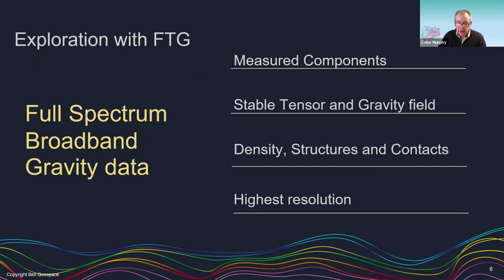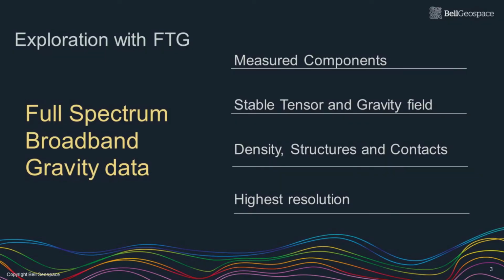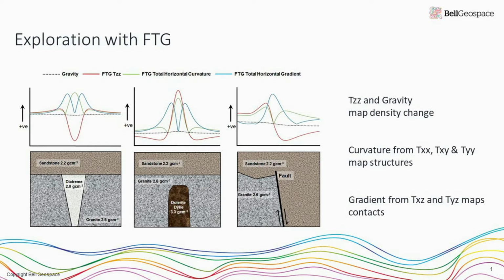And the key strength of the FTG is a clear ability to identify density changes, structural shapes, and contact information directly from the data, in what is considered the highest resolution gravity product on offer to the industry. The schematic diagram helps us to visualize what is retrieved. The lower panels show 3 geological models and the upper panels their FTG response. The black and the red curves are picking up on the gravity and the TZZ, and we can see a low density response, a high density response, and then a density contrast.